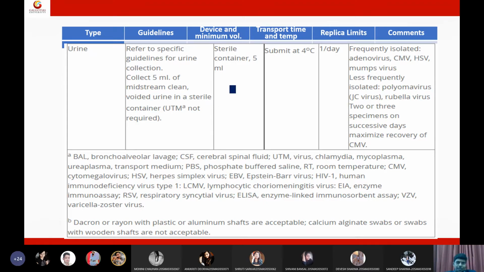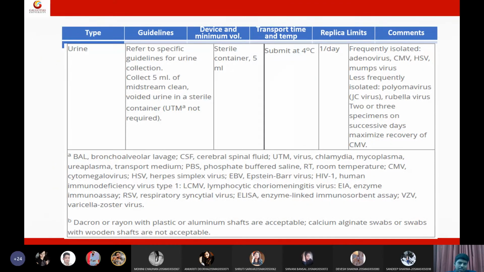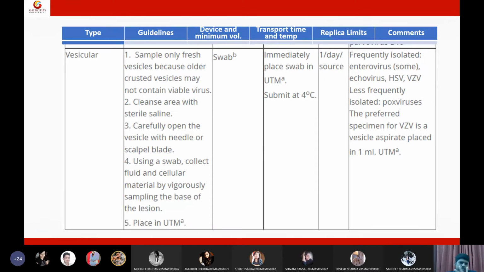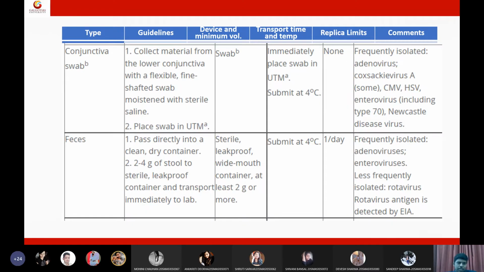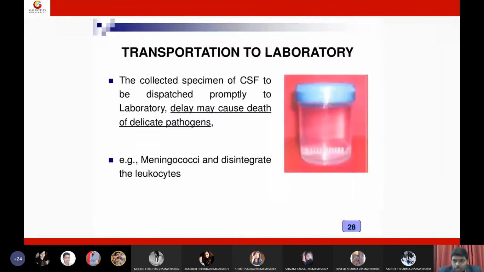So these are the samples, their guidelines, and their collection and transport time and temperatures. So try to at least try 5 specimens. Okay, how to collect a nasopharyngeal swab, then a rectal swab, blood sample, and conjunctival sample. Okay, conjunctival swab. So this is all about transport of viral specimens. Okay. Quick review of viral transport.